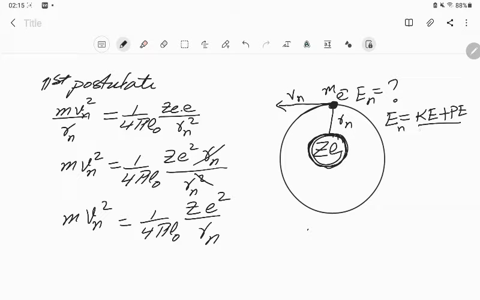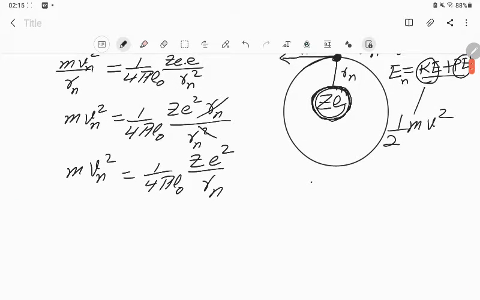So that means first we have to find kinetic energy and potential energy. Kinetic energy formula is what? Half mv square. So here we have mv square, so I can easily make this into kinetic energy, right? If I divide by 2, then I will get kinetic energy. So next step, dividing both sides by 2.